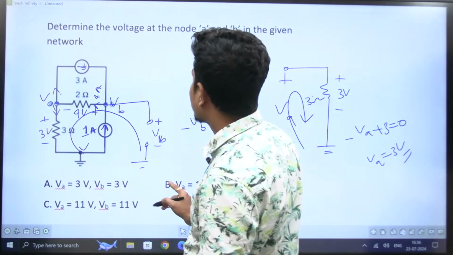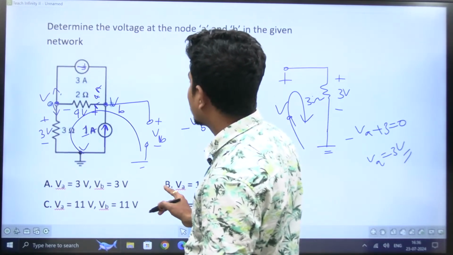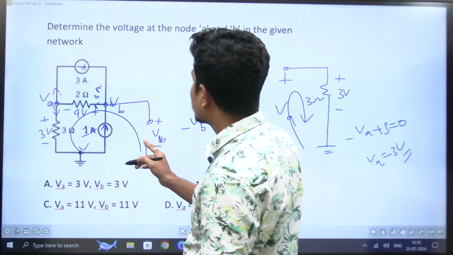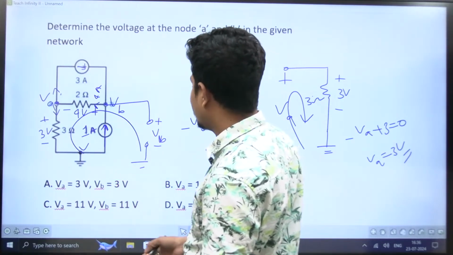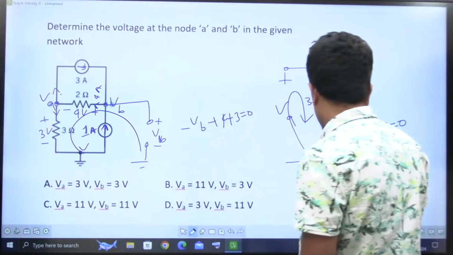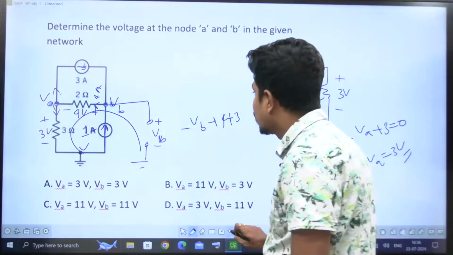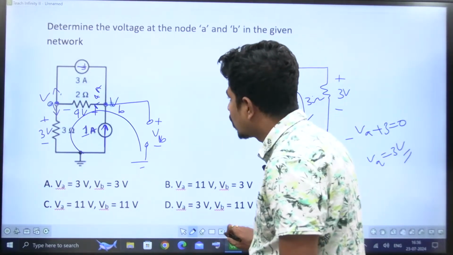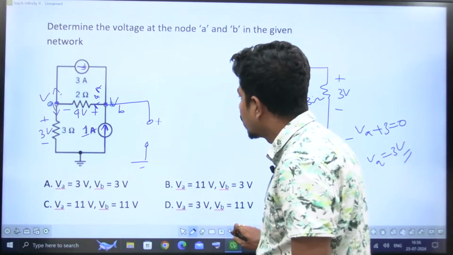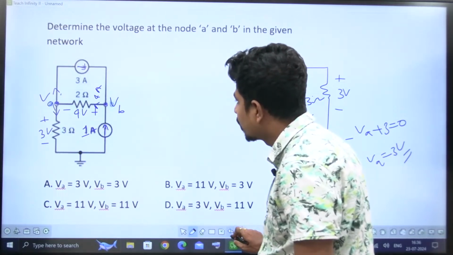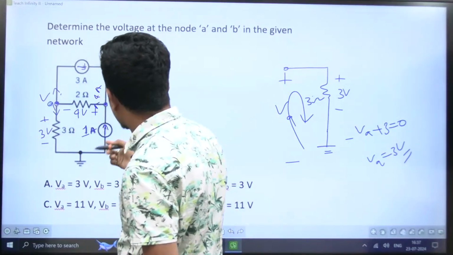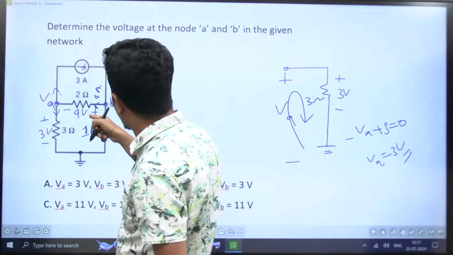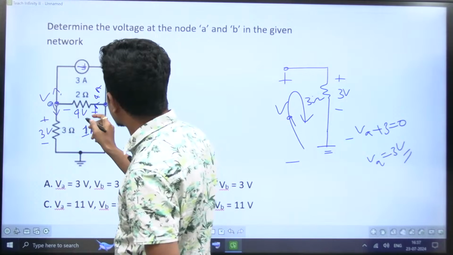Yes, VB, fine. Minus VB plus 4. How much is the current that is coming there? 1 ampere. Let me draw it again. I think it is not visible to me very clearly. Maybe just a minute. Yeah, we'll do this. This is VB, right? Okay, VB. 3, 1, 4 plus minus 4. Okay, this is 8 volts.